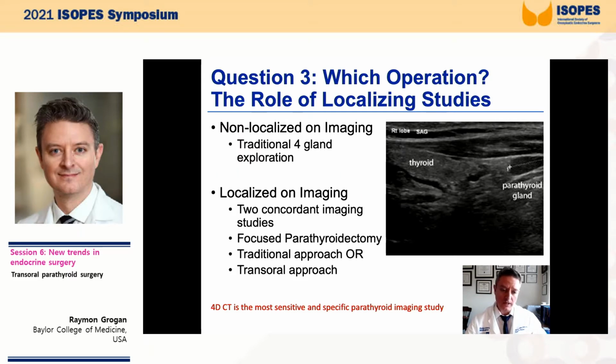And in the vast majority of cases in non-localized imaging studies, it's going to be four-gland hyperplasia anyway. If it's localized, especially if you have a CT that's very clearly localized with one single gland, the likelihood that this is a single gland disease is very high. It's over 95%. So that's why we offer the focused parathyroidectomy in those cases. We go in, remove the gland, check the levels. As long as the hormone levels return to normal, we're done. The key to this is that the localized parathyroidectomy can be done either with the traditional approach through a small 2-centimeter incision or with the transoral approach. And that's what we're talking about here today.